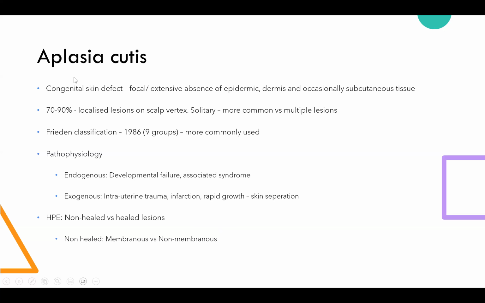Coming to the next condition, aplasia cutis, it is a congenital skin defect. It can be focal, just a few millimeters in distribution, or it can be extensive. And it can be just absence of epidermis or dermis, or occasionally the subcutaneous tissue, involving right up to the bones also. In 70 to 90% the lesions are localized on the scalp. Solitary lesions are more common than multiple lesions. The most commonly used classification is Frieden's classification, where it is divided into 9 groups.